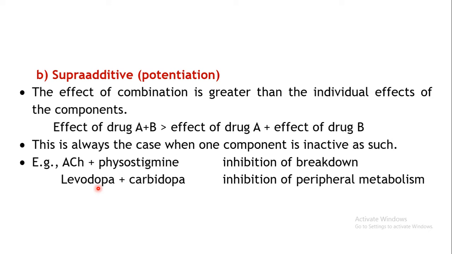So what will happen? Less of levodopa will reach the brain. To avoid that, this drug is given in combination with carbidopa. How does carbidopa enhance the action of levodopa? Carbidopa does not interact with any dopaminergic receptor, or get converted to dopamine to act on the dopaminergic receptor. But still the combination has greater action as compared to when you give levodopa alone. How is it enhancing the action? By inhibition of the peripheral metabolism of levodopa. So carbidopa enhances the action of levodopa by inhibiting its peripheral metabolism. Then more of it will reach the CNS and get converted to dopamine.